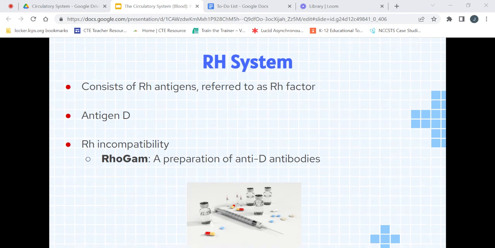Rh negative women are given RhoGAM during pregnancy and within 72 hours after delivery. RhoGAM is a preparation of anti-D antibodies. These antibodies rapidly clear the Rh positive fetal red blood cells from the mother's blood. This process minimizes the risk of the mother's white blood cells becoming sensitized and producing memory cells that might threaten a future pregnancy.